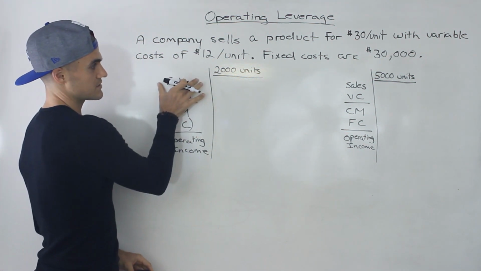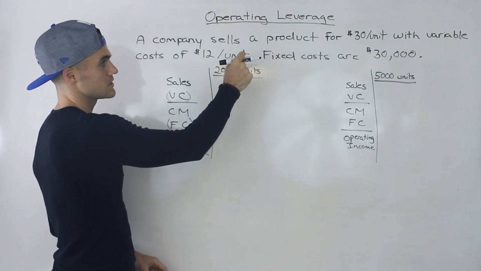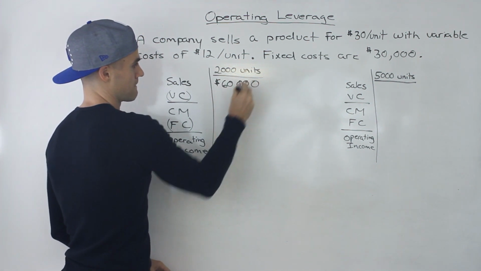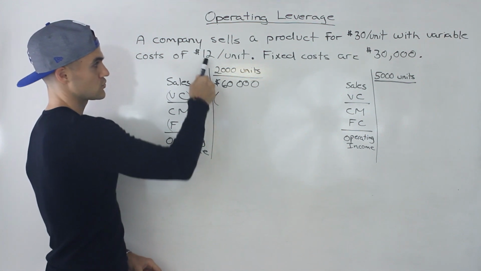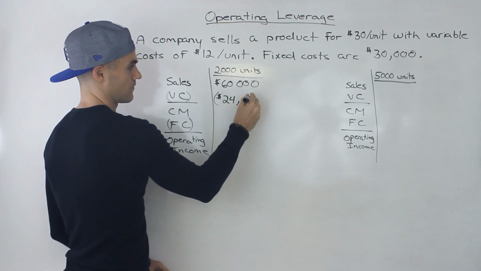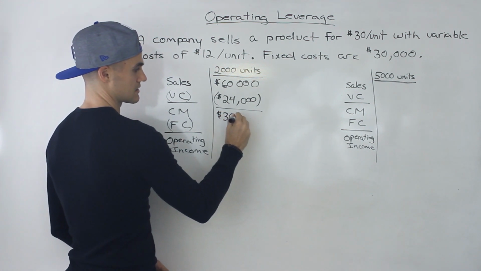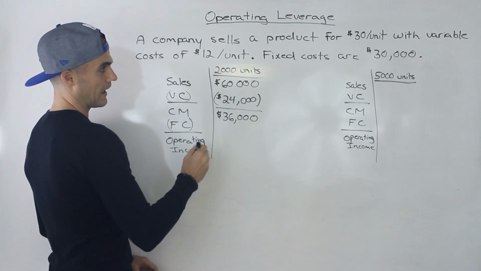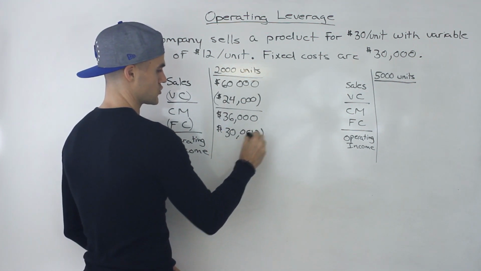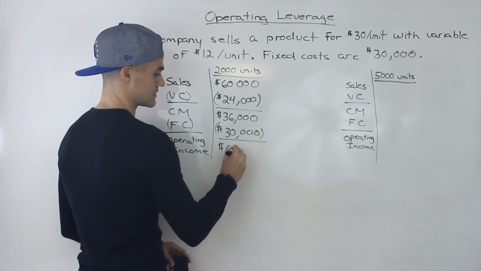So what are the sales going to be if 2,000 units are sold? Well, $30 per unit, that's the selling price, so 30 times 2,000 gives us 60,000. And then the variable costs, $12 per unit, 2,000 units, so that's going to be 24,000. So the contribution margin is going to be 36,000. And the fixed costs are given as 30,000. So we subtract that from the contribution margin and get our operating income of 6,000.